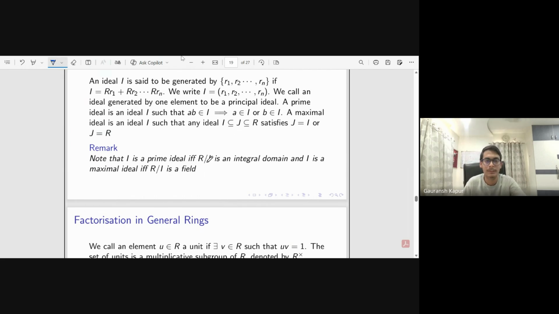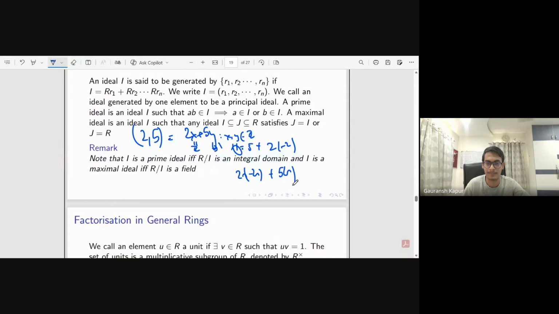So for example, in Z, if I look at the ideal generated by 2 and 5, this is the set of elements 2x plus 5y where x and y are integers. And this set is in fact Z itself, because 1 is in this set, because 1 is 5 plus 2 times minus 2. And since 1 is in this set, any multiple of 1 is in this set, because you can write any integer n as 2 times minus 2n plus 5 times n.